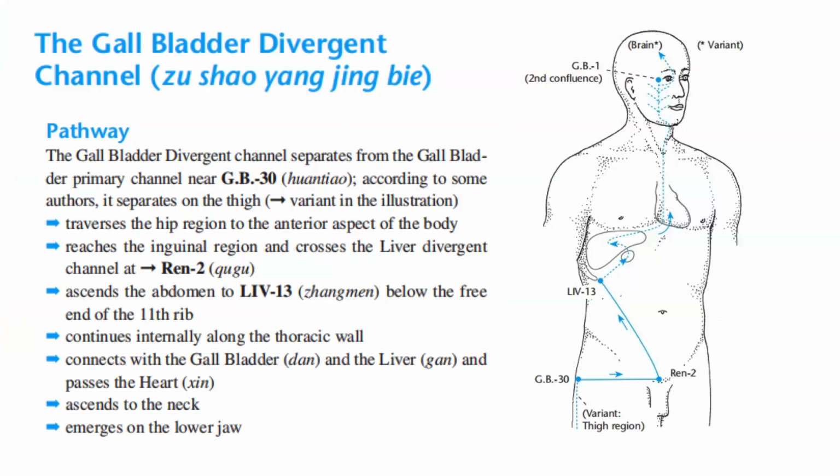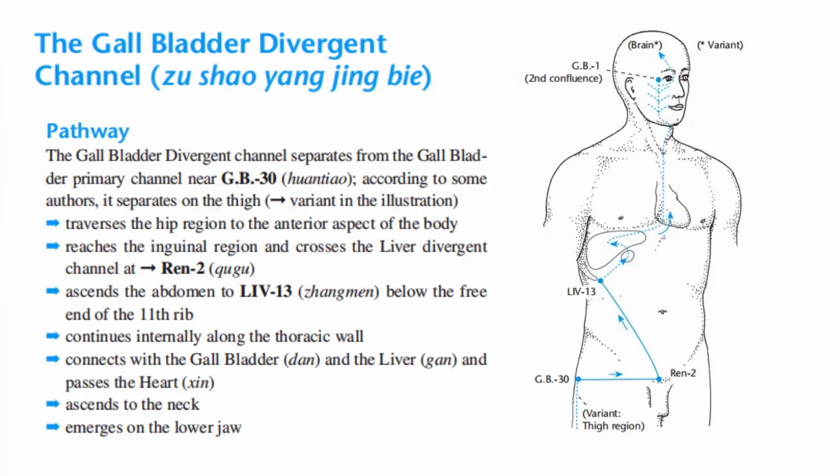According to some authors, it separates on the thigh. The illustration on the right shows the variant where it separates. So from gallbladder 30, it traverses the hip region to the anterior aspect of the body, then reaches the inguinal region and crosses the liver divergent channel at REN 2. It then ascends to the abdomen to liver 13 below the free end of the 11th rib.